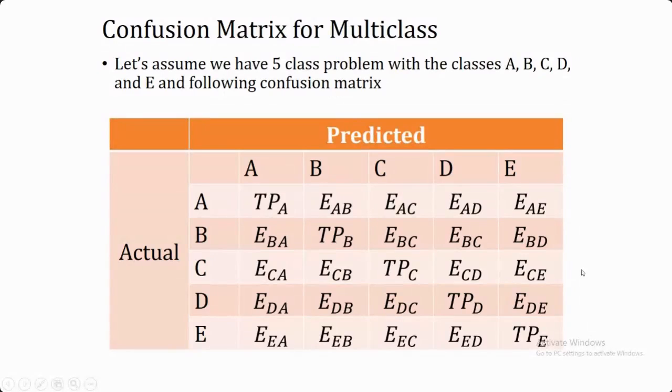This is your B, this is your C, this is your D, and this is your E. This column is predicting the total number of instances which you have predicted as A. This is your B with respect to C, with respect to D, and with respect to E.